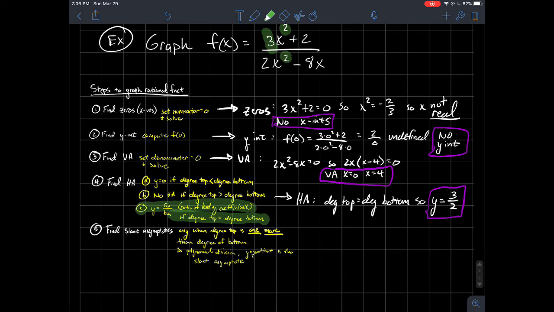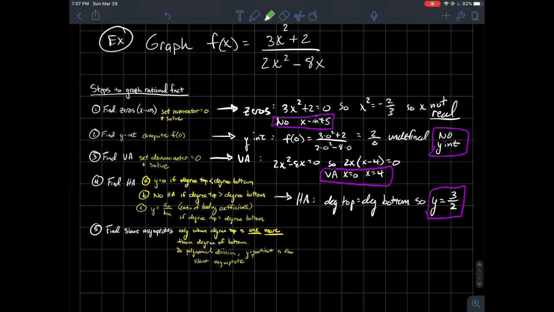Leading coefficient of the top is 3, just the number attached to the highest power of x you see. And the leading coefficient of the bottom is 2. That's the number attached to the highest power of x you see. Therefore, the equation of the horizontal asymptote is y equals 3 over 2. Finally, what you check for is, are there any slant asymptotes?